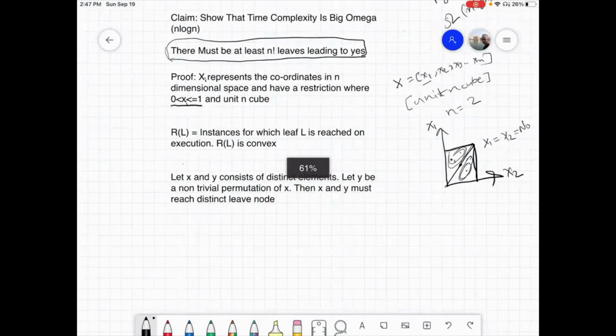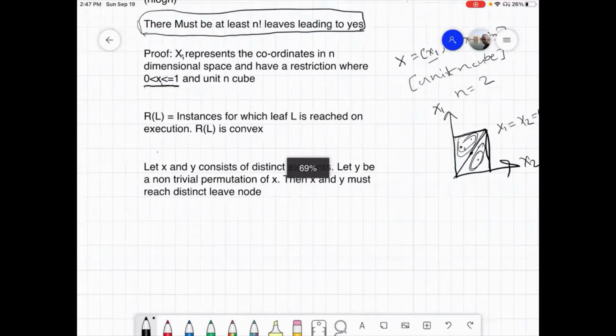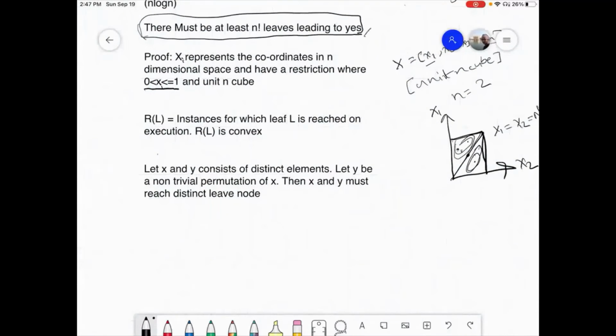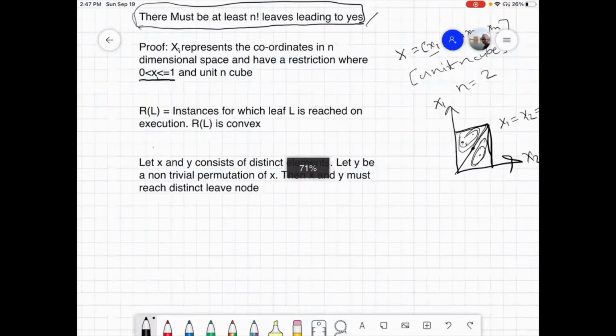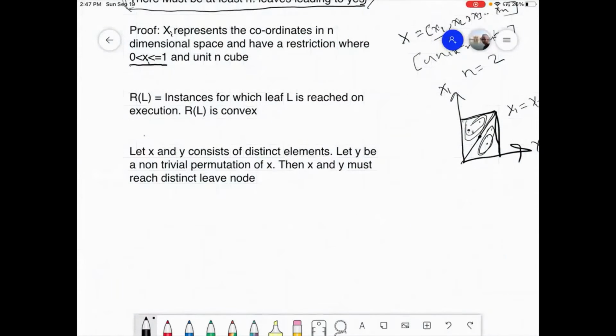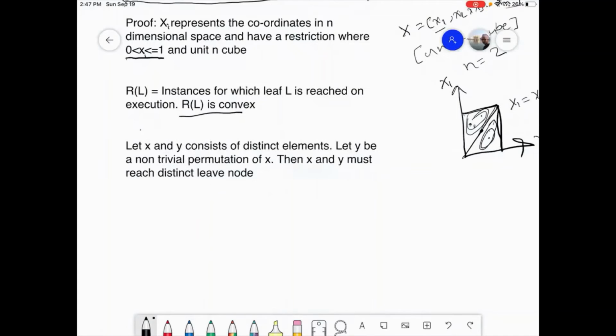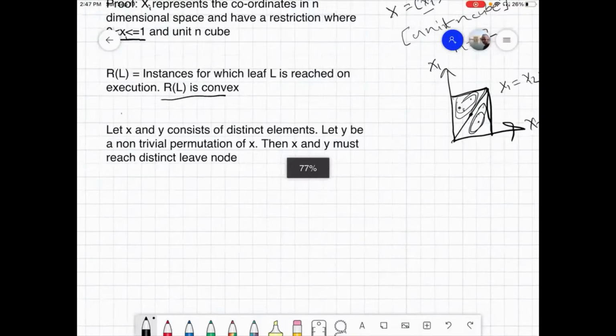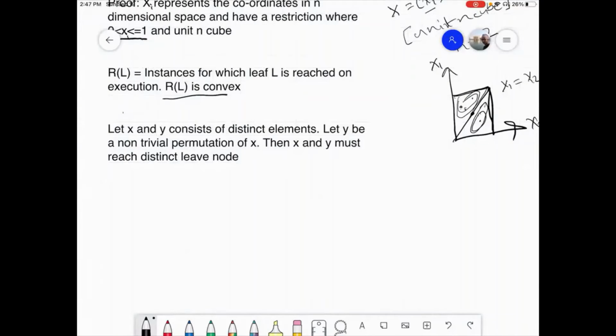These are the interpretations, and in order to prove this statement, we are again going to have two major claims. The first claim is that the region of yes is convex. The other claim is that we consider two instances, x and y, and we consider that they are distinct elements, and also we make sure that y is a non-trivial permutation of x.